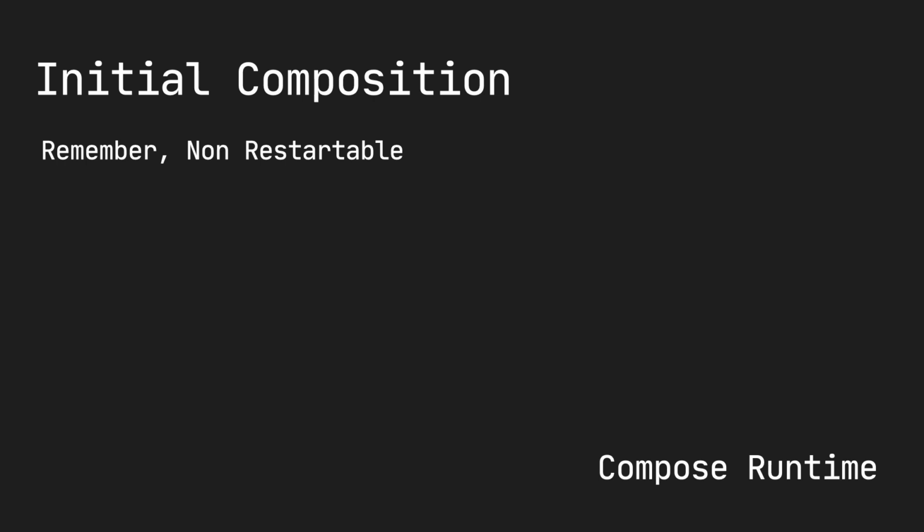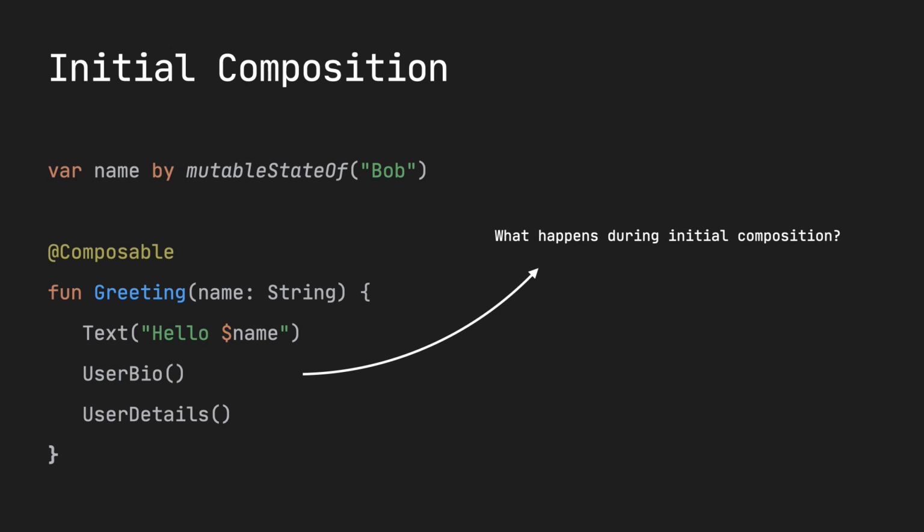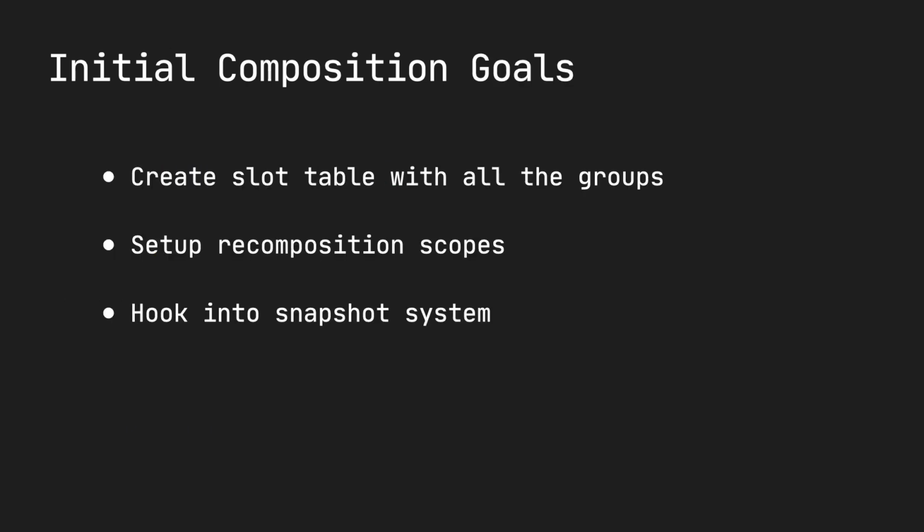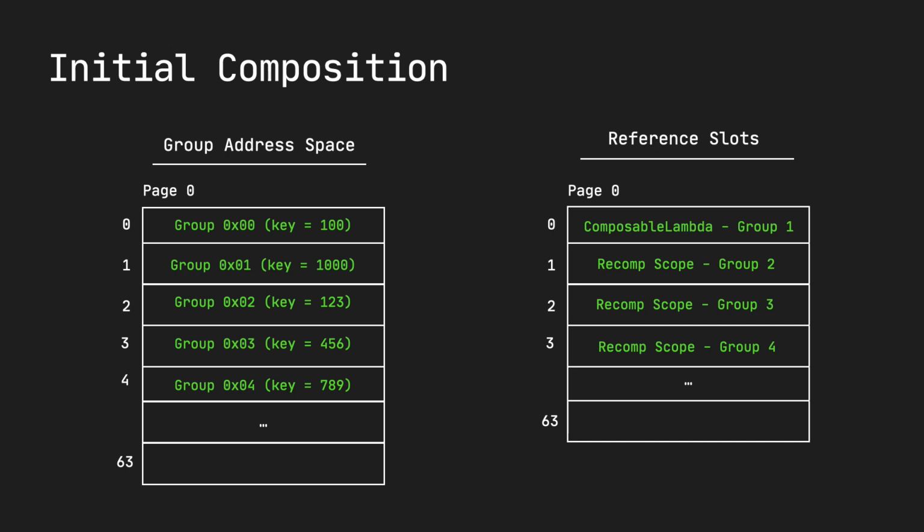In this video, we're going to look at more examples of different types of composable functions and what happens during initial composition. So this is what we looked at previously. We looked at what this did, and there were three goals that we wanted to accomplish, which is creating all the groups in the slot table, setting up recomposition scopes, and hooking into listening to the snapshot system. And in the end, that example produced this configuration in the slot table.